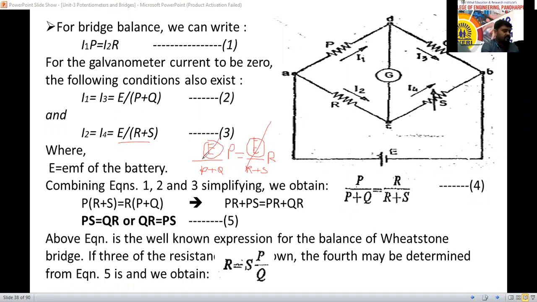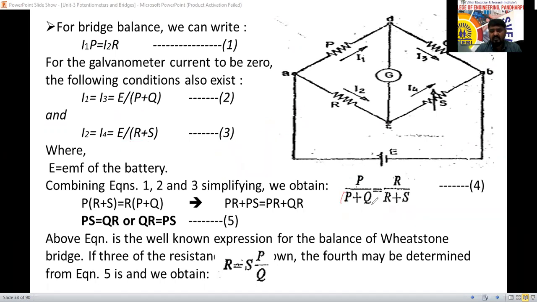This will get cancelled. Just a minute. Okay, so P divided by P plus Q equals R divided by R plus S. By simplifying equations 1 and 2, and 2 and 3, substituting in equation number 1 and simplifying, we will get this answer. P divided by P plus Q equals R divided by R plus S. Next, what we have to do? We have to rearrange the equation.